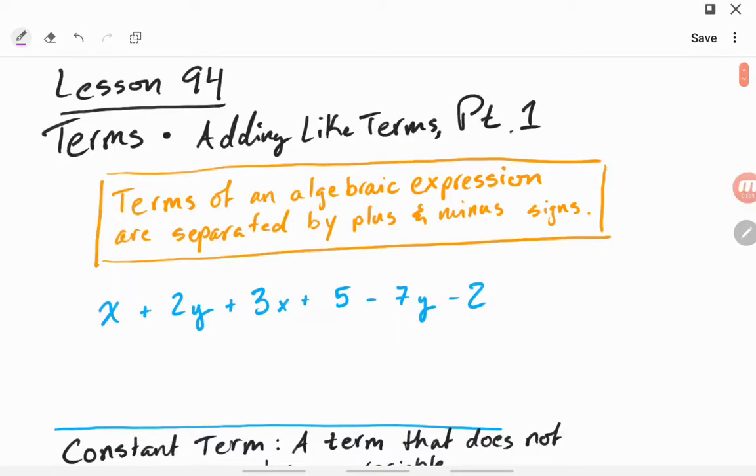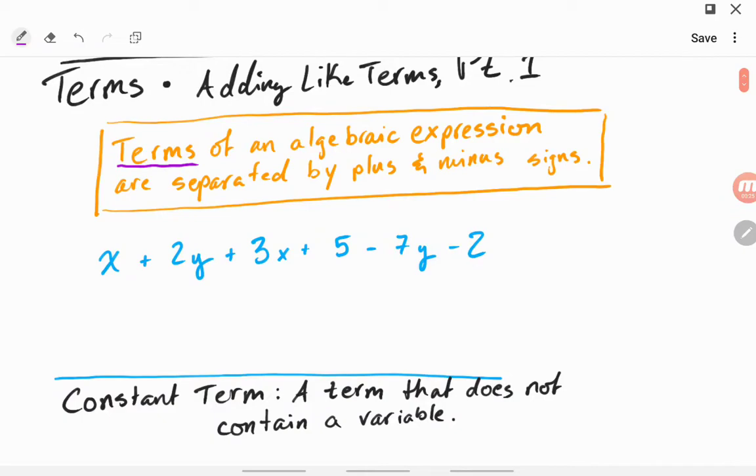Hey guys, we're going to be talking about terms, what they are, and then how to add and identify like terms. So to begin, we need to define really what is a term, right? And so we can see here by this definition that a term, or terms of an algebraic expression, are separated by plus and minus signs, right?